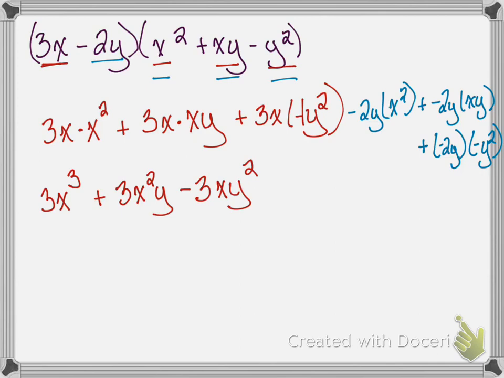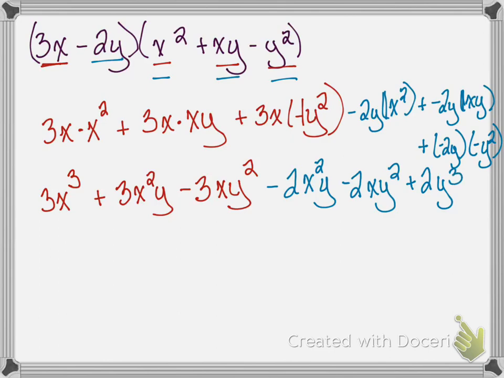Okay, now we're going to go to the blue, which is our second part. I have -2y times 1x squared. So I'm going to deal with the negatives and the positive ones. So then I have -x squared y. Then I have -2y times +1xy. So I'm going to have -2xy squared. And then the last one, I have -2 and -1, so that's going to give me +2, and I'm going to have +2y to the third.